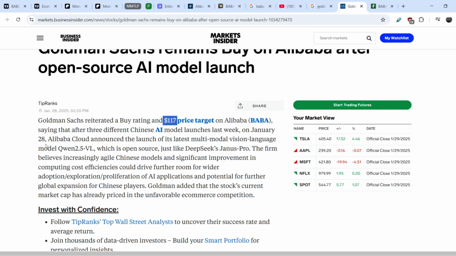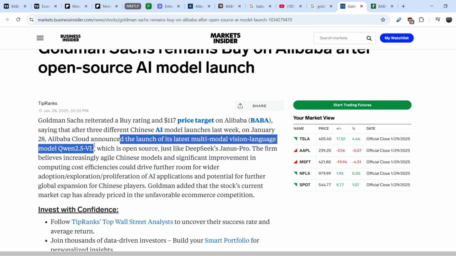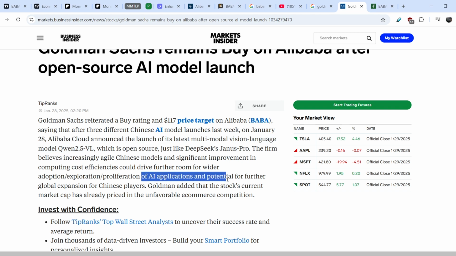launches last week, on January 28th, Alibaba Cloud announced the launch of its latest multi-model vision language model, Qwen 2.5-VL, which is open source, just like DeepSeek's Janus Pro. The firm believes increasingly agile Chinese models and significant improvement in computing cost efficiencies could drive further room for wider adoption, exploration, and proliferation of AI applications and potential for further global expansion for Chinese players.